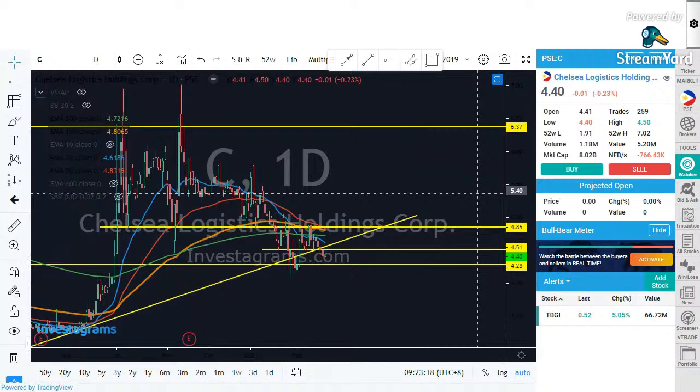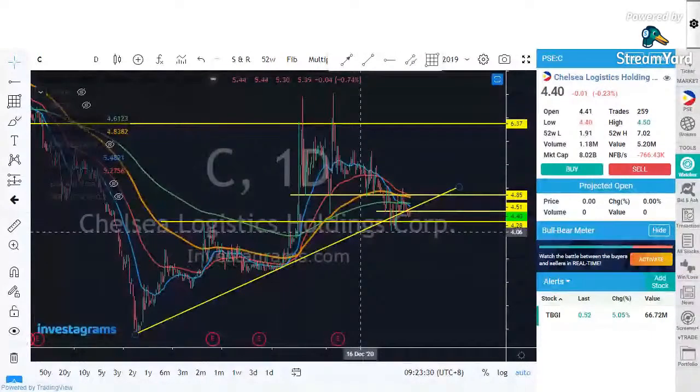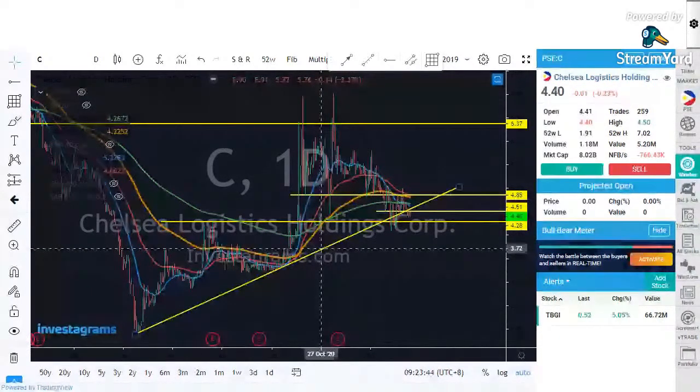Now we see here, this is the support line of C. When the price visited this area, there's a bounce. Again, here there is a short bounce after the AB50 or this horizontal resistance line, but still it is rejected. Currently, the price is breaking this incline support already.